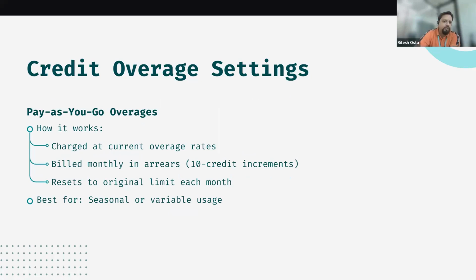And then there is pay as you go: it charges current overage rates, bills monthly in arrears, in 10 credit increments, and then resets to the original limit each month, right? So it is billed in arrears, with 10 credit increments. For example, if you already covered the base plan of say 3,000 credits, but in that particular month you have used 3,100 credits, then in arrears it will be added as 10 credits each time, and monthly it will be added up.